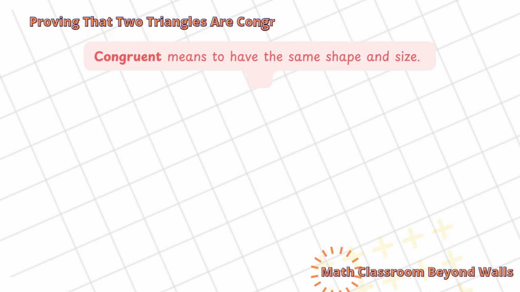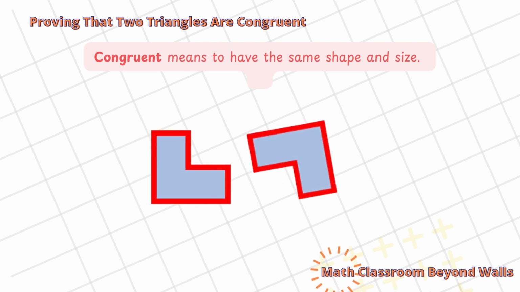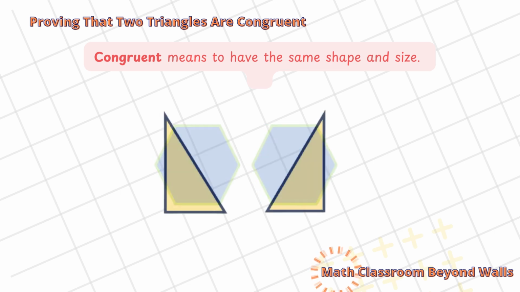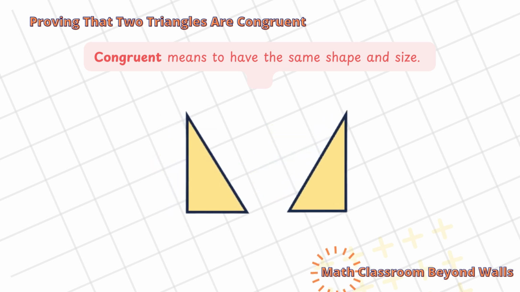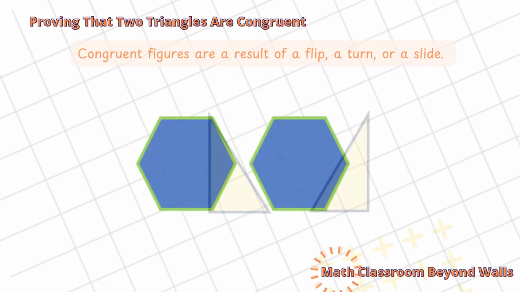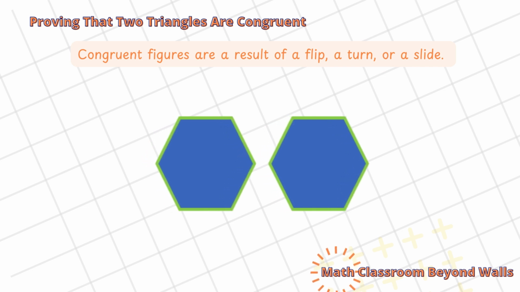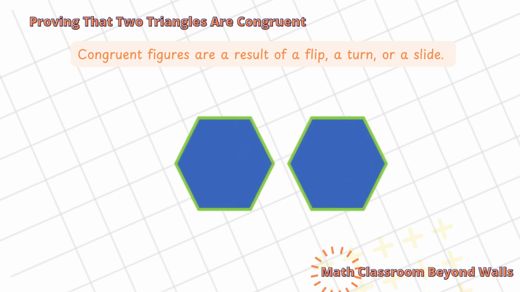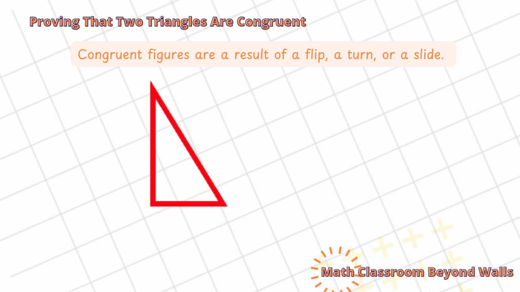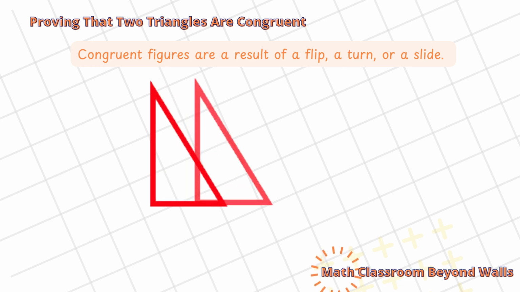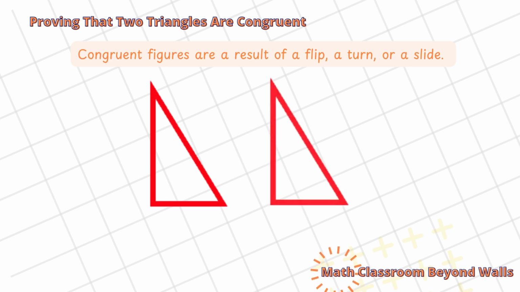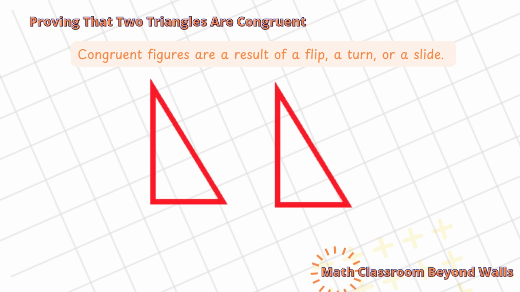What does congruent mean? Congruent means to have the same shape and size. Each pair of figures are congruent for they have the same shape and size. Congruent figures are a result of a flip, a turn, or a slide. Here, one triangle is a result of a slide of the other. Thus, we say that the two triangles are congruent.